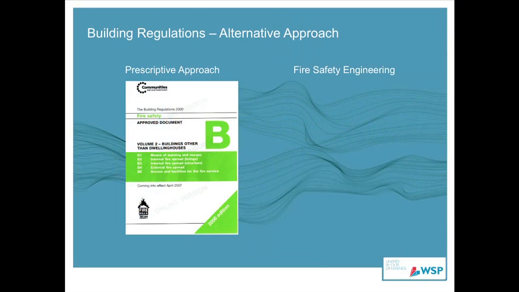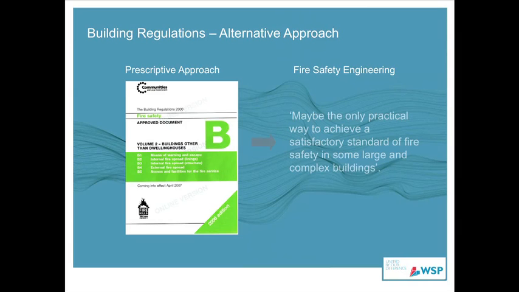And in terms of the regulations, the prescriptive approach is one way of achieving a certain level of safety, a pseudo level of safety, which is unknown. But it's only by carrying out a fire safety engineering approach that we start to really understand what happens to buildings structurally when they're subjected to severe fire.